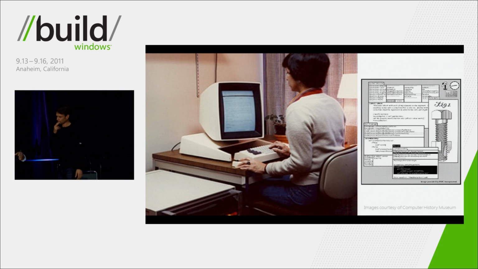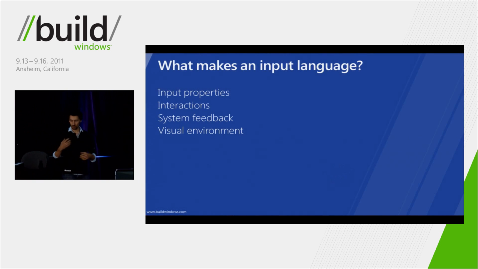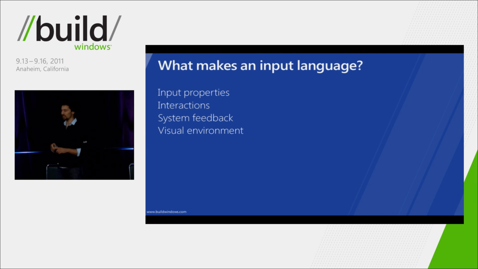So if you think about it, the graphical user interface is really the mouse language. When we see the graphical user interface on different computers, we know how to use the mouse because we recognize all those elements. So to better understand this, we broke it down into certain properties or components that build an input language. The first one is the properties of the input device itself.